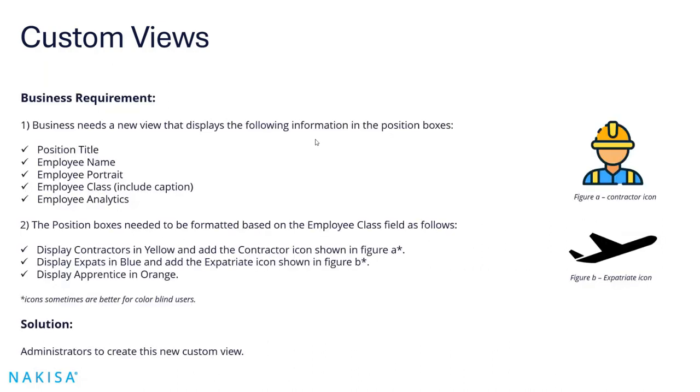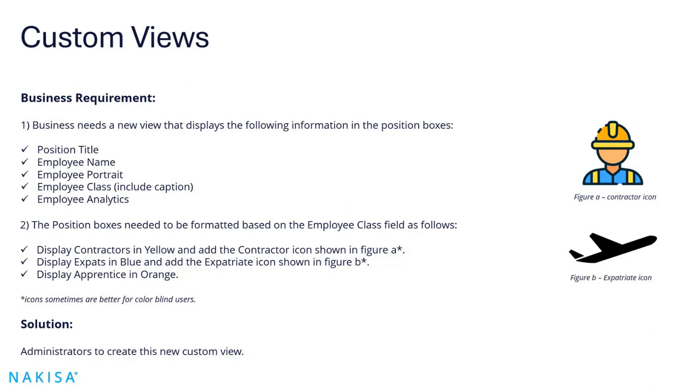So let's look at a business requirement. We are a global organization. We have a lot of contractors, consultants, and expats working for the company, and I want to be able to display a view in my position boxes where I show the position title, the name of the employee, the picture of the employee, and the employee class. Employee class, depending on the ERP you have, could be related to an employee or to the position. An employee class could be active, expatriate, intern, contractor, consultant, apprentice, etc. So there are different employee classes available, and depending on the ERP, you may have it at the position or the employee level. But the business also wants to have a lot of analytics displayed within the org chart box.